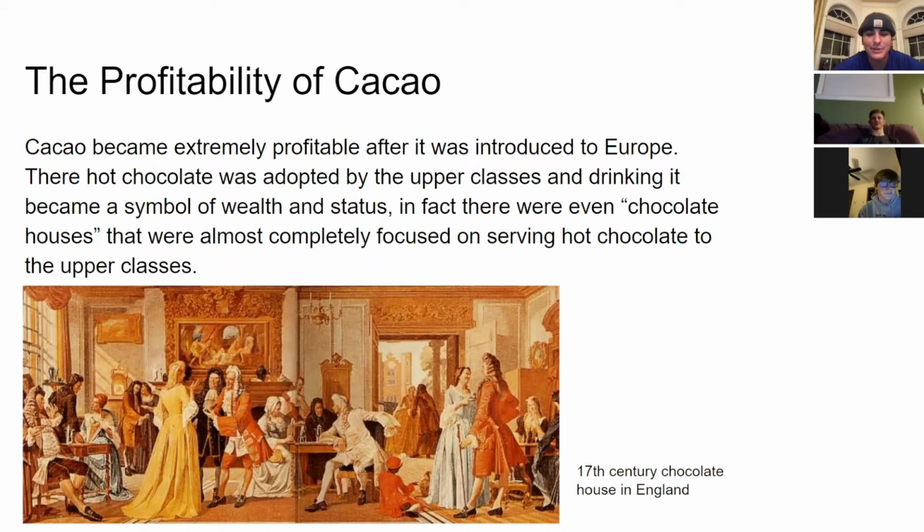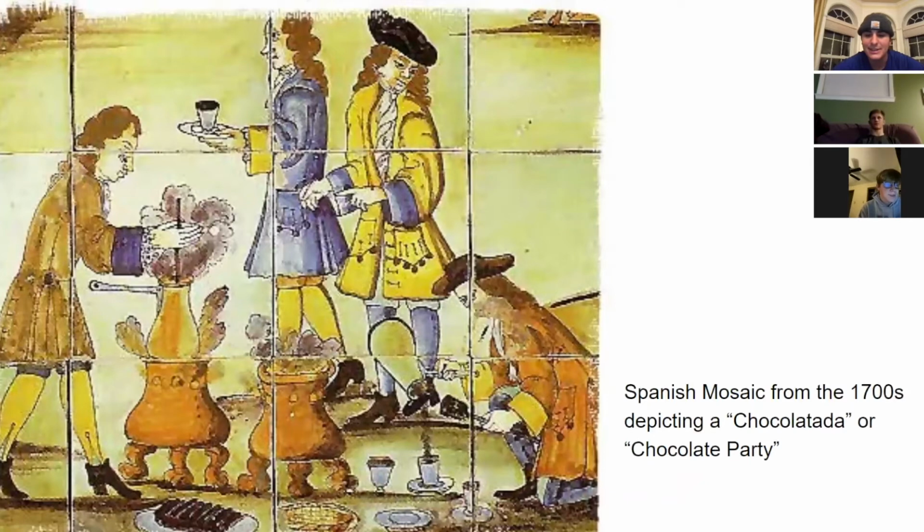The profitability of cacao. Cacao became extremely profitable after it was introduced to Europe. There, hot chocolate was adopted by the upper classes, and drinking it became a symbol of wealth and status. In fact, there were even chocolate houses that were almost completely focused on serving hot chocolate to the upper classes. The picture below is a 17th century chocolate house in England. This is a Spanish mosaic from the 1700s depicting a chocolatada, or chocolate party.